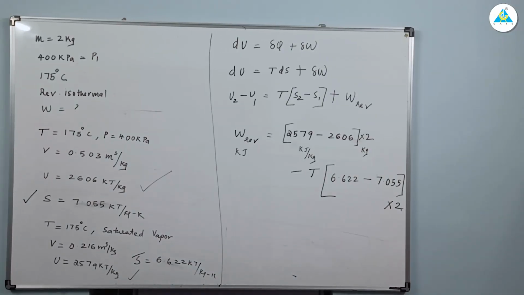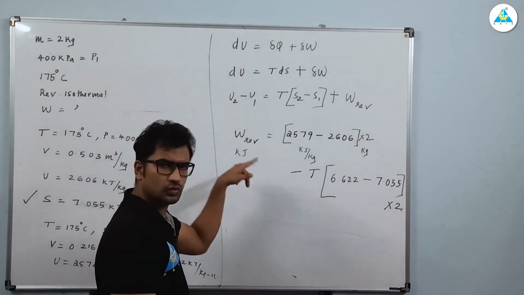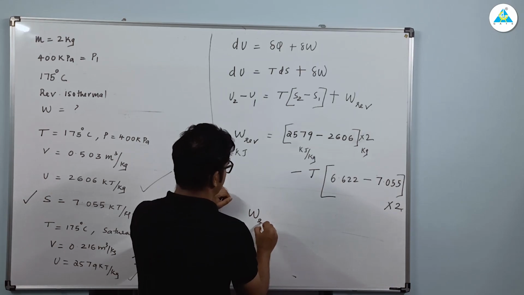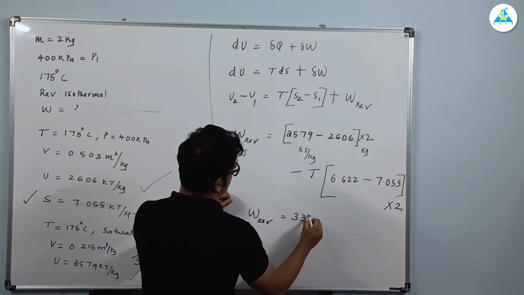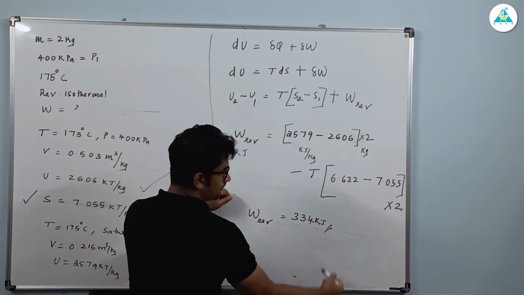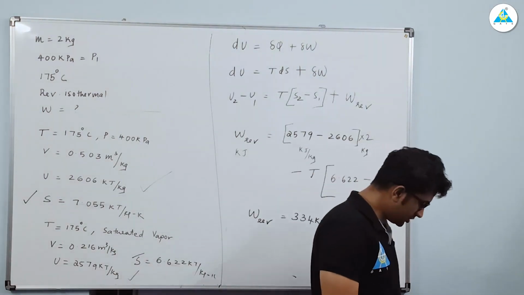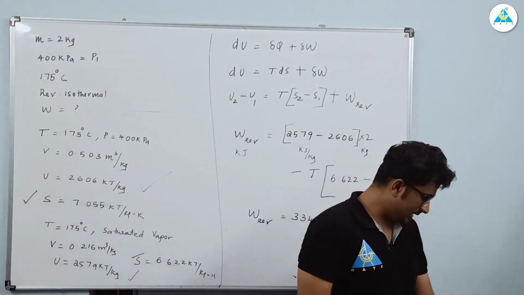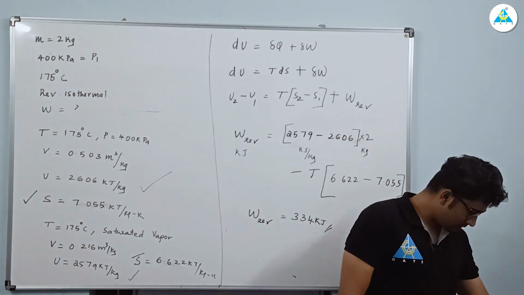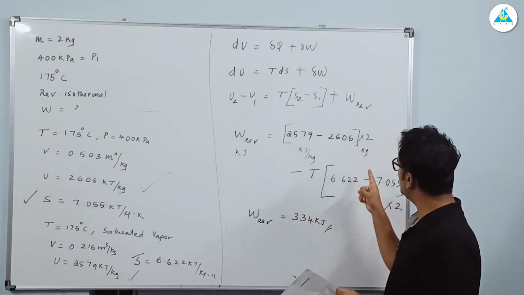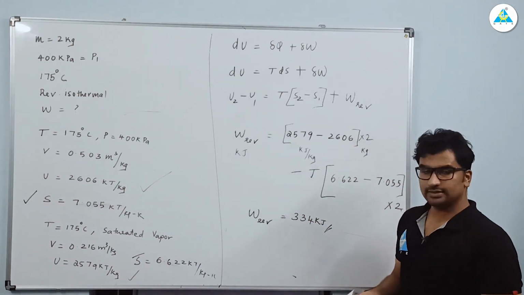I hope all of you are getting the answer. Your answer will be almost 334 kilojoules. So do the calculation. So your reversible work done will be 334 kilojoules. Clear? Which option? Option C. You will be getting C. If there is any value problems, you can check it, but the method is same.